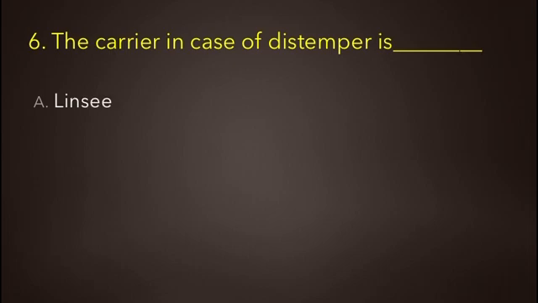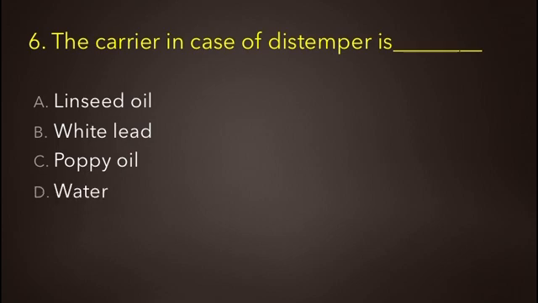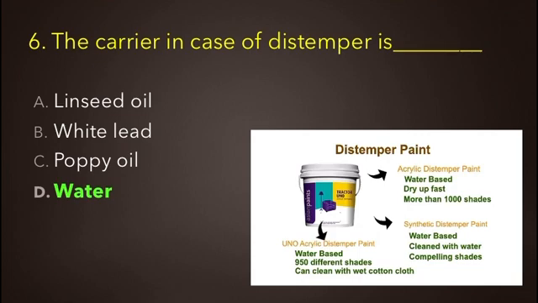Let us see the sixth question. The carrier in case of distemper is, we have options A. Linseed oil, B. White lead, C. Poppy oil, D. Water. The right option is water because distemper is a water based paint. So we have to mix it with the water and apply the paint to the building component wherever required.